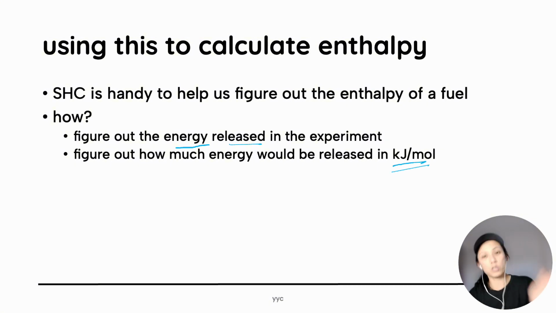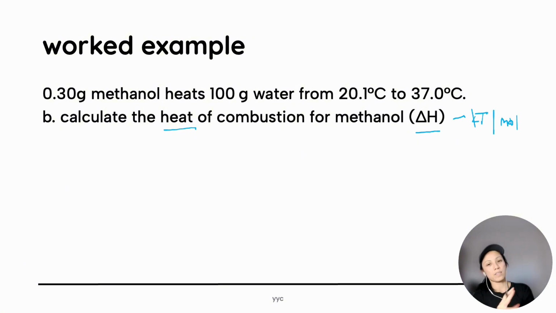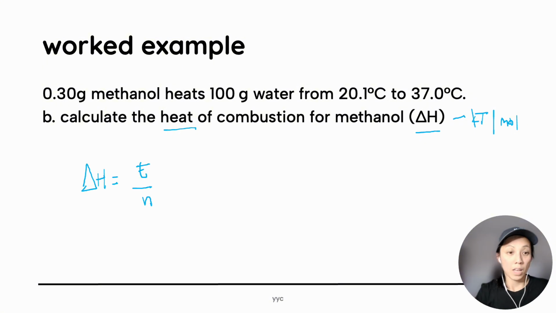So let's do a follow-up to that worked example. Again, same scenario, but this time we're going to calculate the heat of combustion, delta H, and let's just say we're going to go for kilojoules per mole. So when you've got this, really you need two pieces of information. You need how much energy, and you need how much in terms of the number of moles that you've used. In other words, we need the energy, and we need the number of moles.